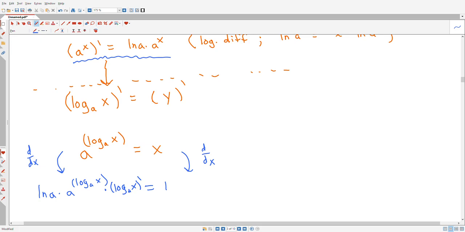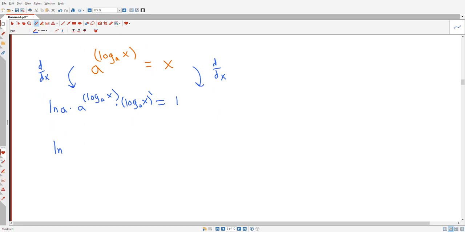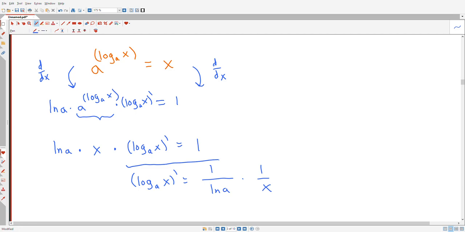I have the natural log of a times, now this stuff right here, those are canceled. That is just x, times my unknown derivative, the log base a of x derivative. And so now I can solve for this unknown derivative just by dividing by everything. And I get the formula that we totally told you is true.